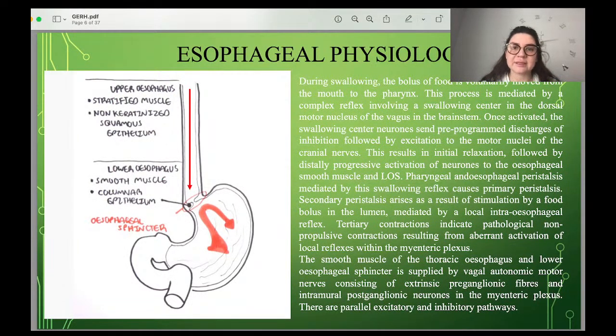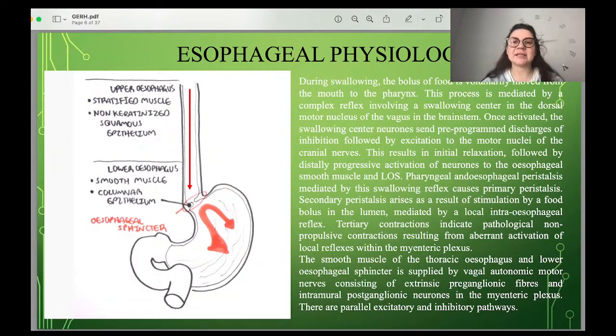Okay, during swallowing, the bolus of food is voluntarily moved from the mouth to the pharynx. This process is mediated by a complex reflex involving a swallowing center in the dorsal motor nucleus of the vagus in the brainstem. Once activated, the swallowing center neurons send pre-programmed discharges of inhibition, followed by excitation, to the motor nuclei of the cranial nerves.